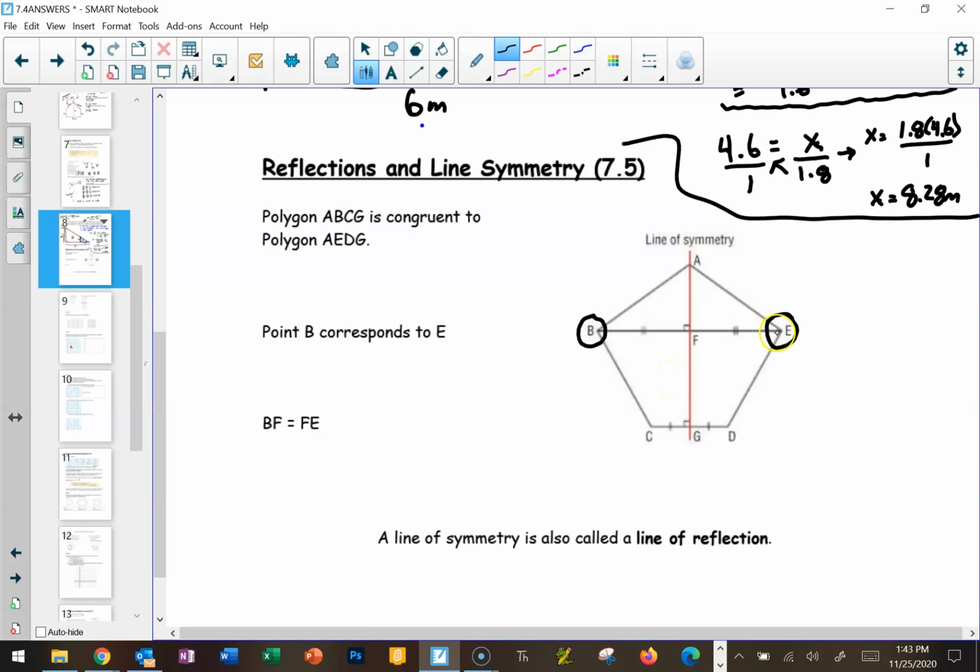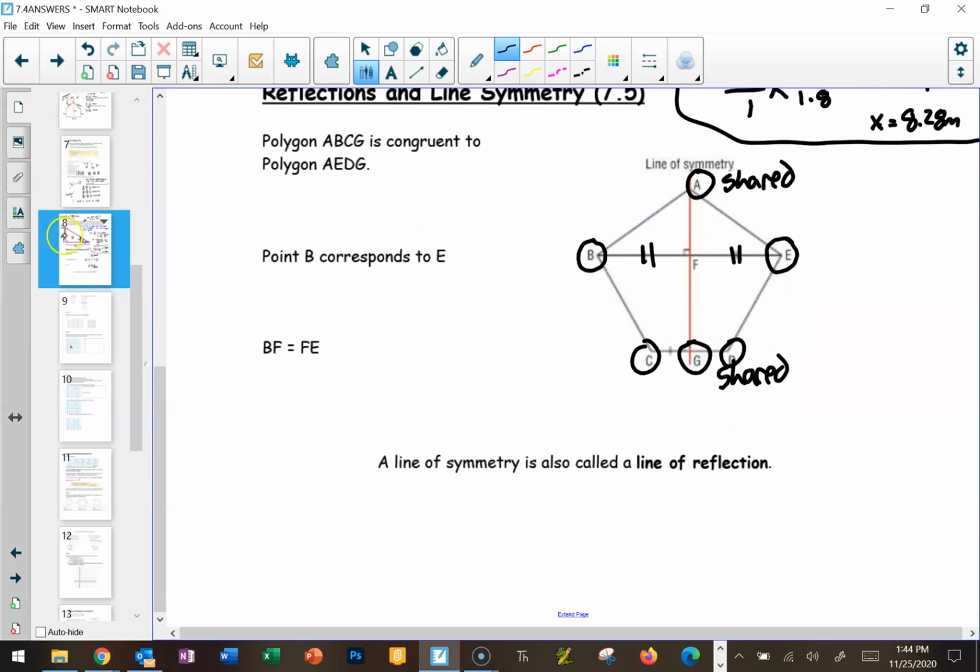So point B relates to point E. Point A is shared. Okay, so it's basically just the same point for both of them. Point G is also shared by the two shapes, and then point C and point D are also corresponding. So this last little part here, BF equals FE, all that's saying is that this line here is the exact same length as that line, meaning those two points are the exact same distance from the line of symmetry.